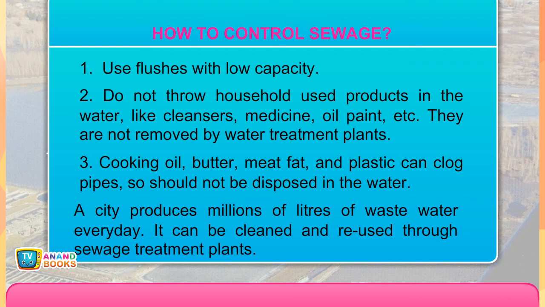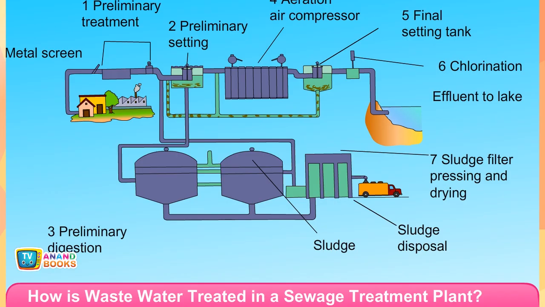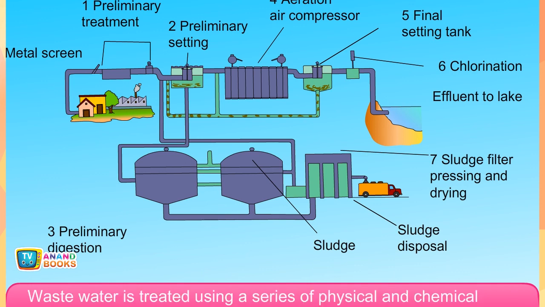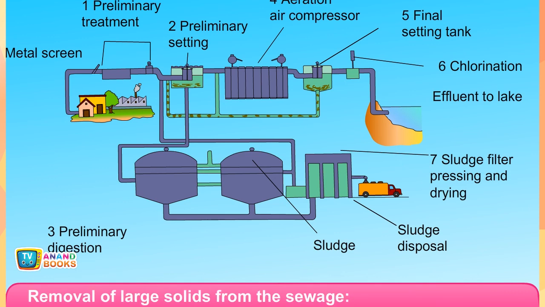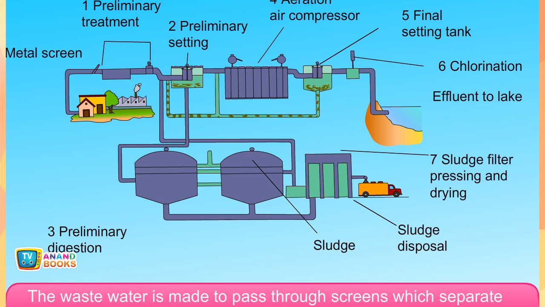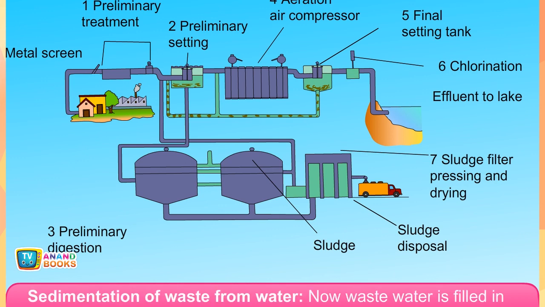A city produces millions of liters of wastewater every day. It can be cleaned and reused through sewage treatment plants. How is wastewater treated in a sewage treatment plant? Wastewater is treated using a series of physical and chemical treatments. Removal of large solids from the sewage. The wastewater is made to pass through screens which separate solids such as pieces of stones, wood, plastics, glass and metal.